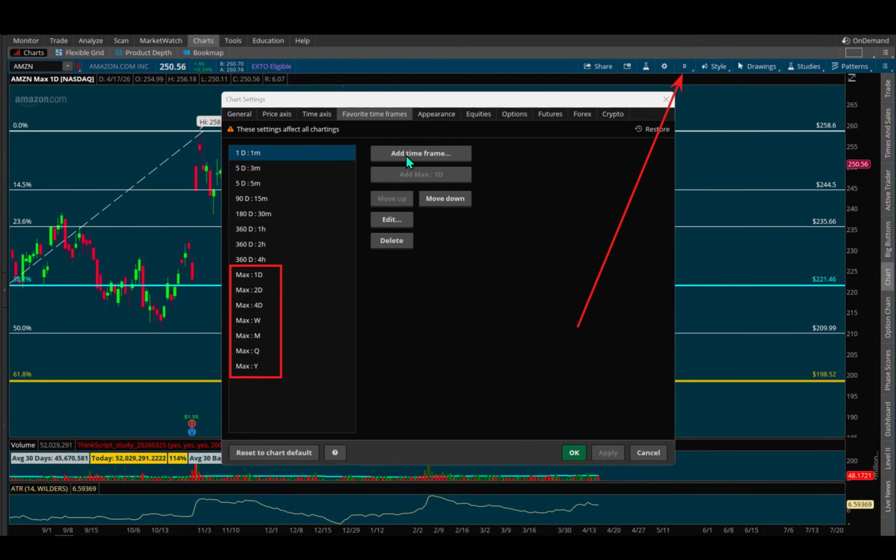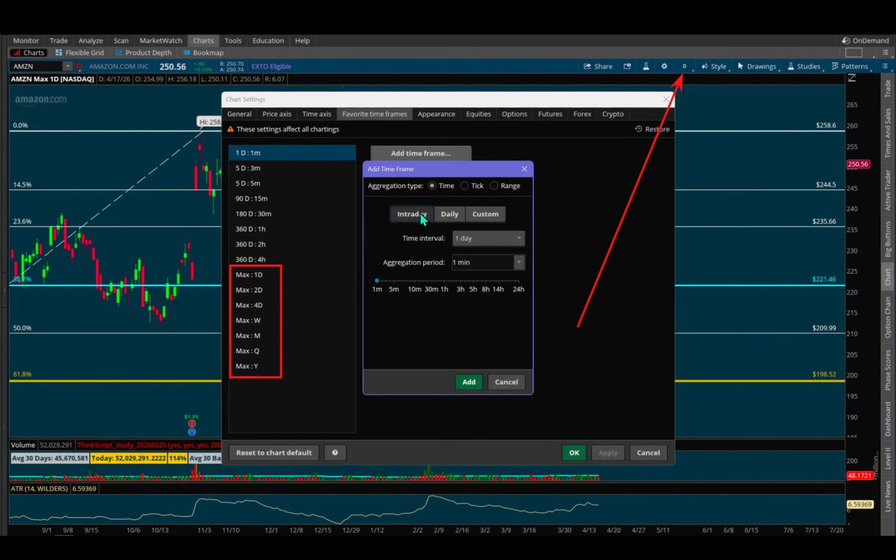Once you do that, we're going to want to add time frames and we're going to want to go to intraday. Now, intraday is going to be minutes and hours within a daily range. So intraday means within that day. So you could have multiple different viewing windows as well. In this case, we have the 1 day, 1 minute, the 5 day, 3 minute, 5 day, 5 minute, 15, 30, hourly, 2 hour, 4 hour, right? We have all different ranges varying from very, very micro or the most zoomed in to the most zoomed out or the max viewing window.